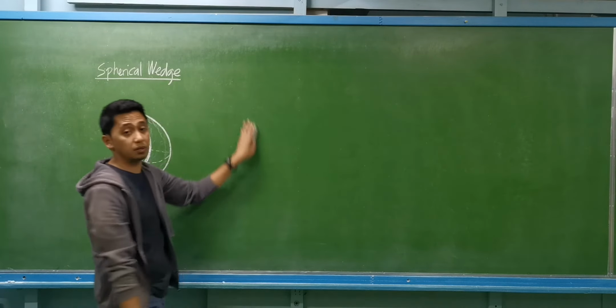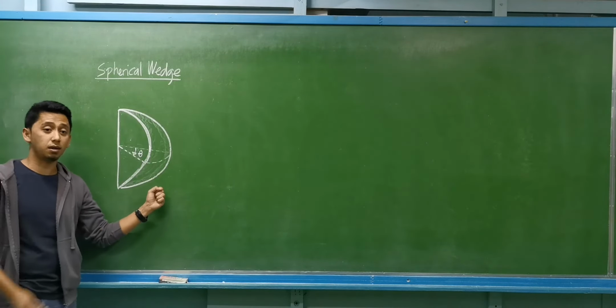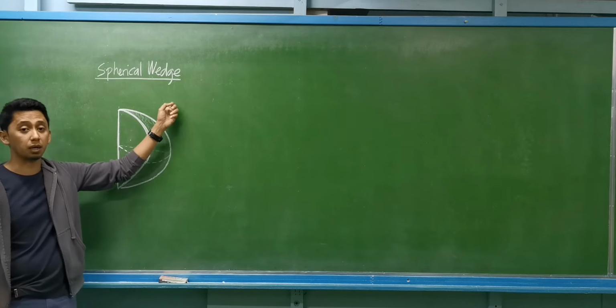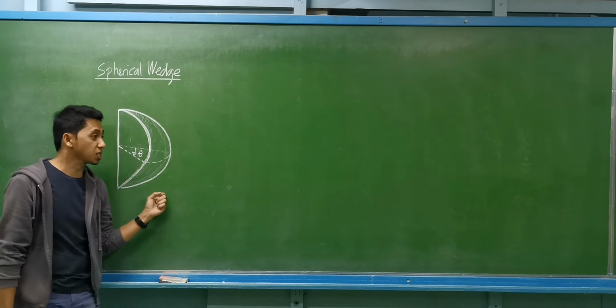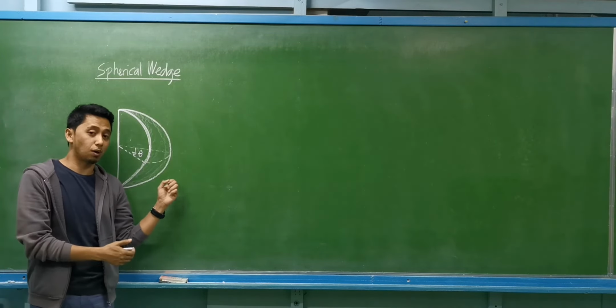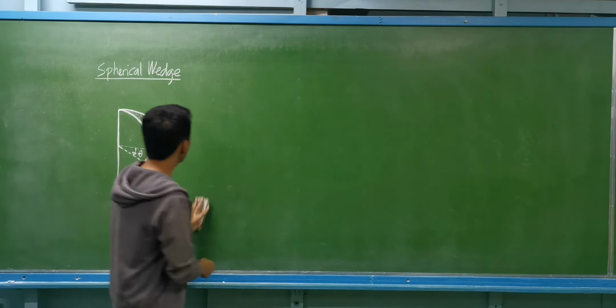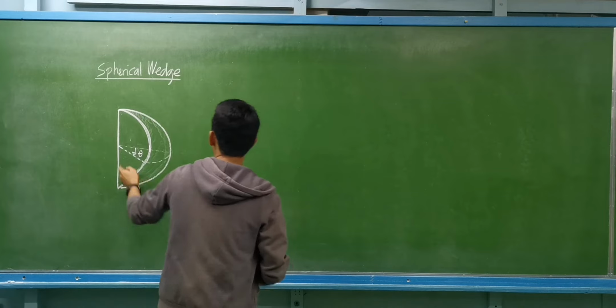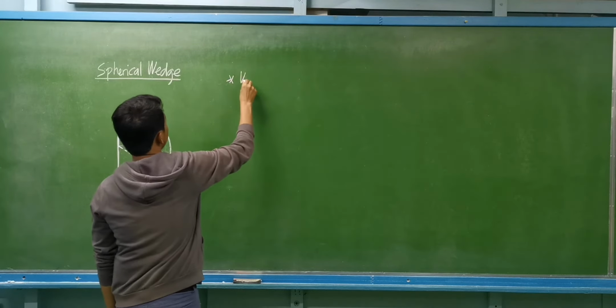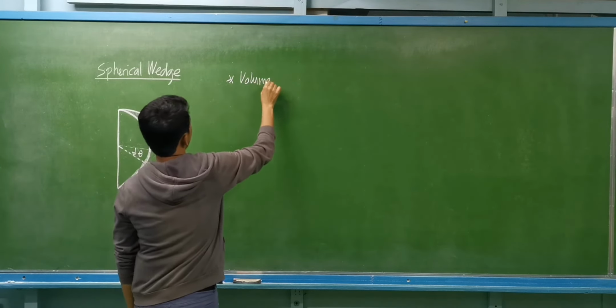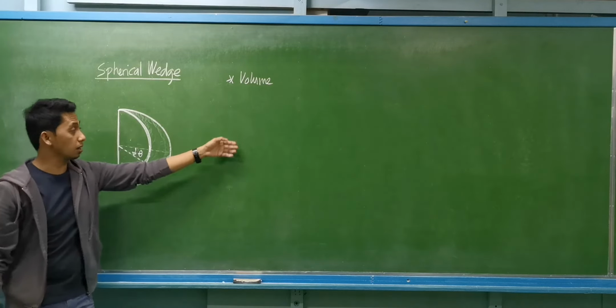Okay, so let's have another solid formed from a sphere. We have the spherical wedge. One basic example of a spherical wedge is one slice of watermelon. Since it is just a portion of a sphere, we can compute the volume by ratio and proportion to the volume of a sphere.